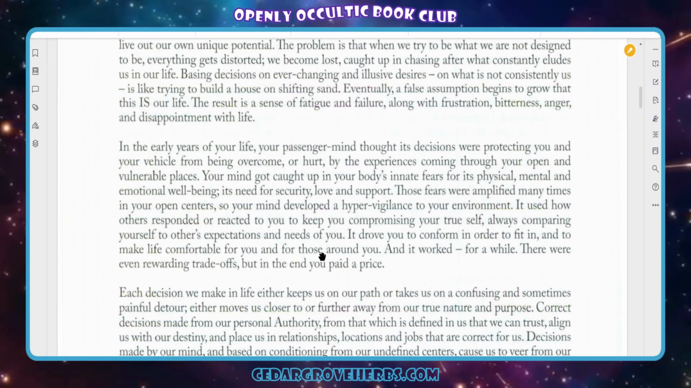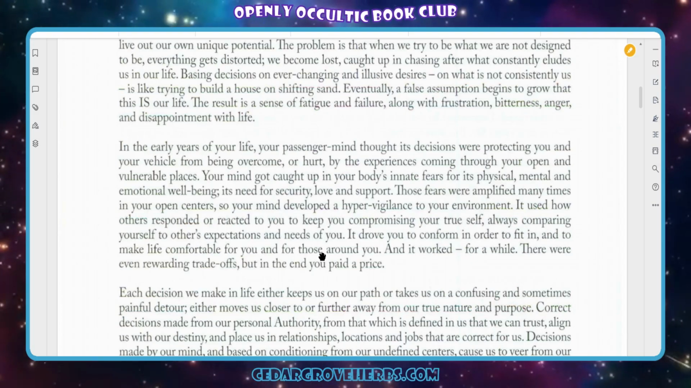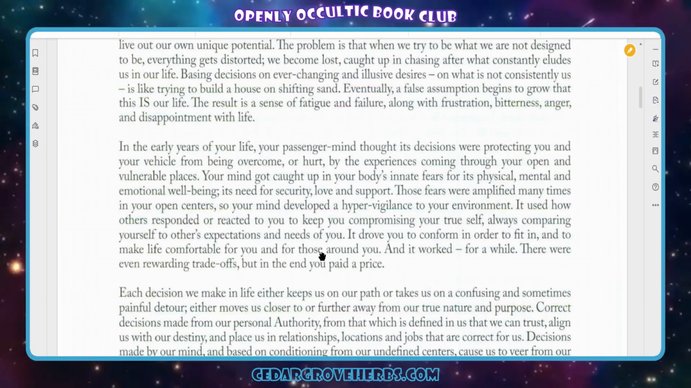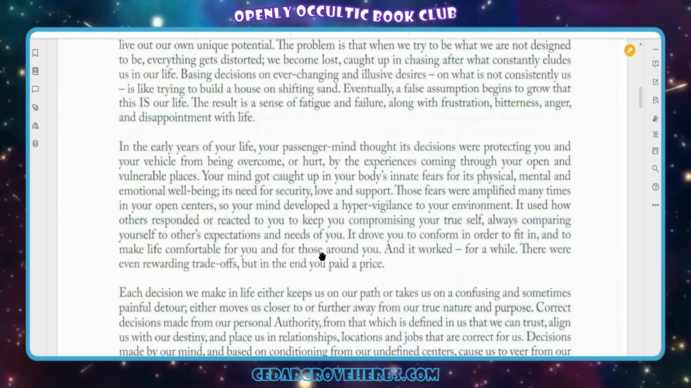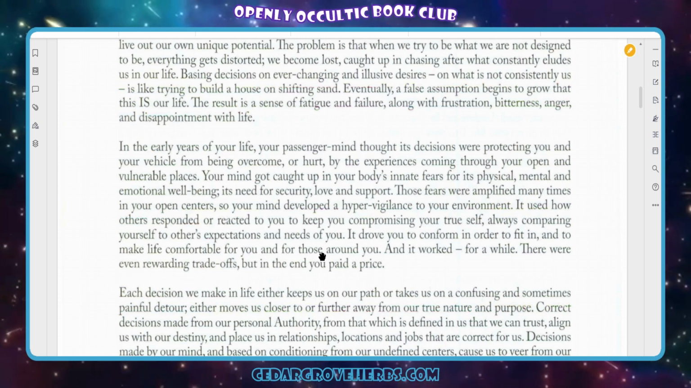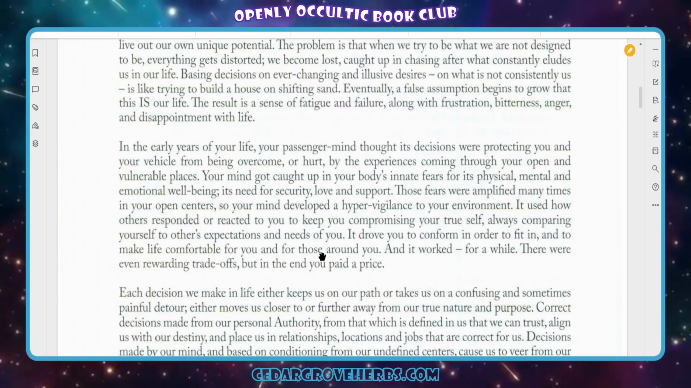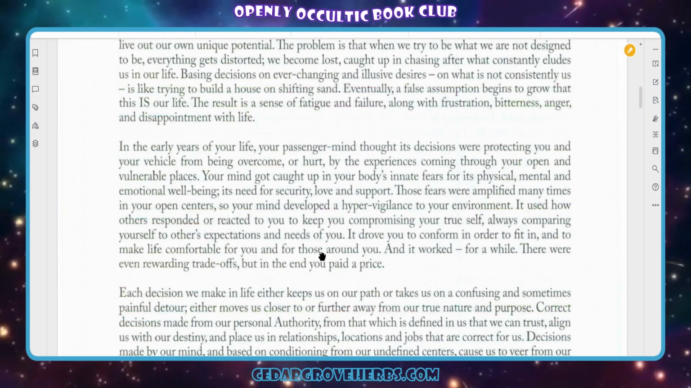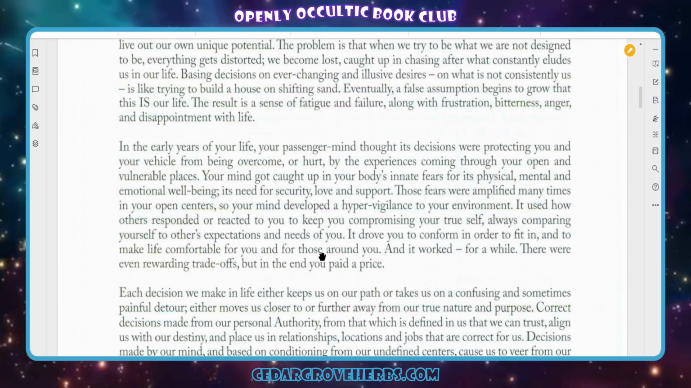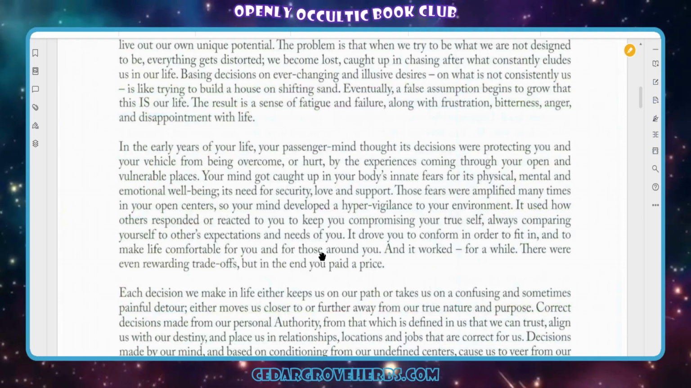In the early years of your life, your passenger mind thought that its decisions were protecting you and your vehicle from being overcome or hurt by the experiences coming through your open and vulnerable places or centers. Your mind got caught up in your body's innate fears for its physical, mental, and emotional well being, its need for security, love, and support. Those fears were amplified many times in your open centers. So your mind developed a hypervigilance to your environment.